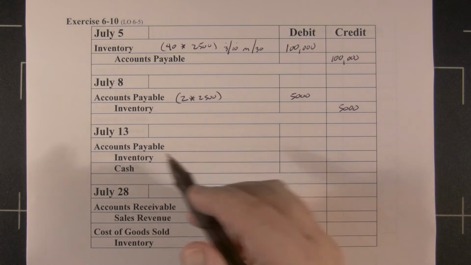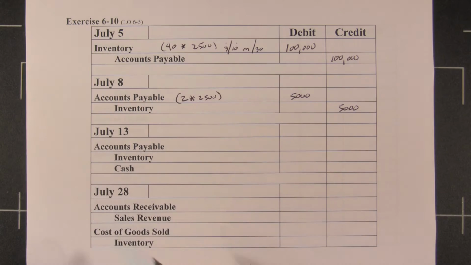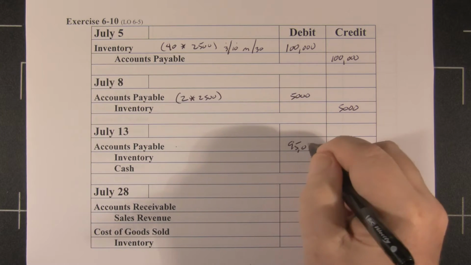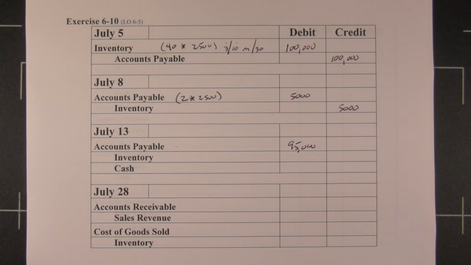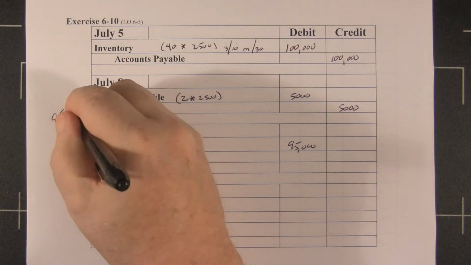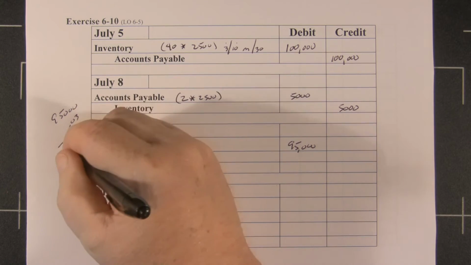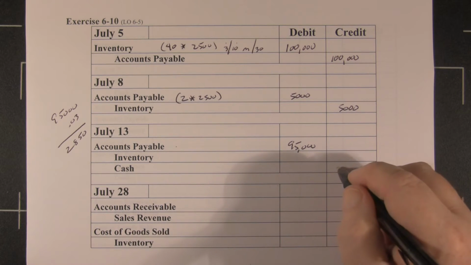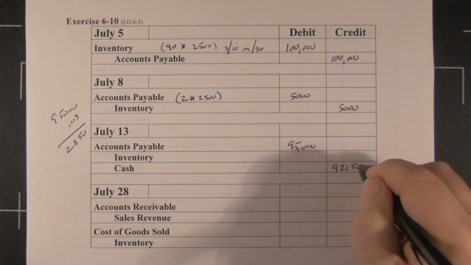Now on July 13th, within the 10 days, it's not the 15th, it's the 13th, so we're entitled to our 3% discount. We're going to pay our $95,000, but because we paid it in time, we don't have to pay the full $95,000. We get a 3% discount of $2,850. So our $2,850 discount reduces what we have to pay. So our cash that goes out is $92,150.